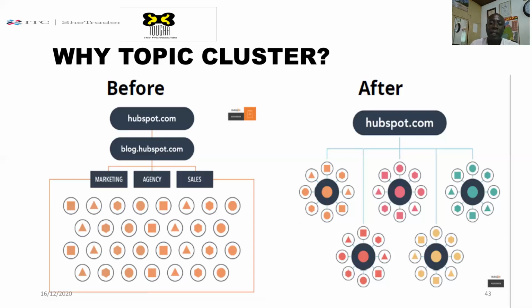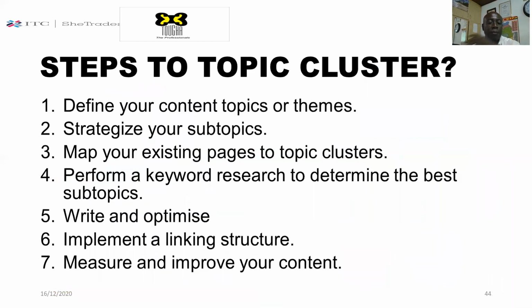So if anybody does any search query, then you will definitely be found, whichever form or shape the person is looking at, depending on the person's search intent, because you might have covered every aspect of your business operations accordingly. There are about 7 steps that one can undertake to embark on this aspect of keyword strategy, the topic cluster. So first, you need to define the content topics or themes.